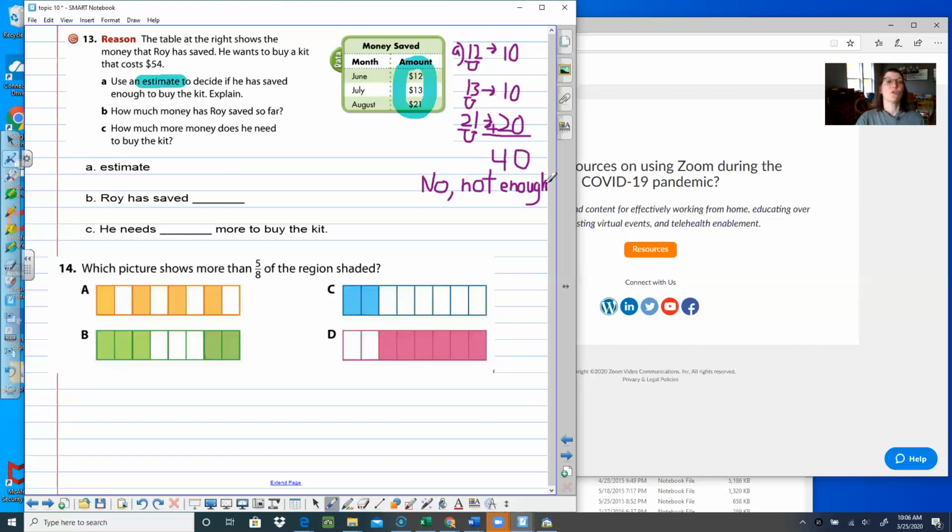Now, how much money has Roy saved so far? They are not asking us to estimate for B, so we need to actually add it up. So luckily, I have my numbers stacked right here, so I can add them. So 2 plus 3 is, hopefully you're thinking 5. Add one more, I have, hopefully you're thinking 6. Now, I don't have anything to carry on that one. So 1, 2, 3, 4. He has saved how much so far, ladies and gentlemen? Hopefully you're thinking $46. So I'm going to write my 46 down.